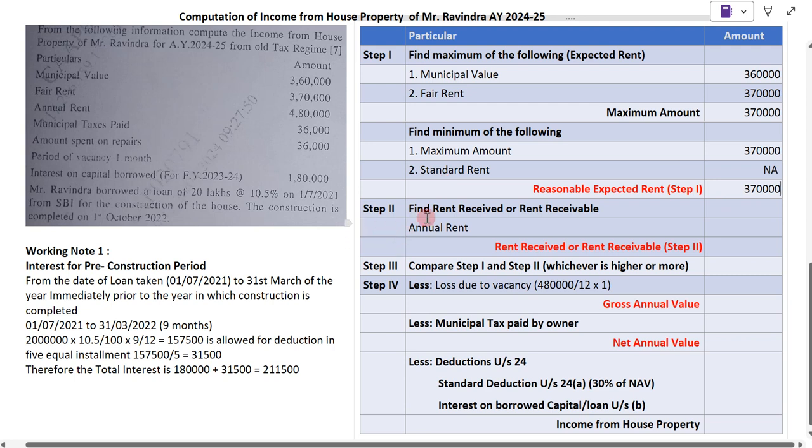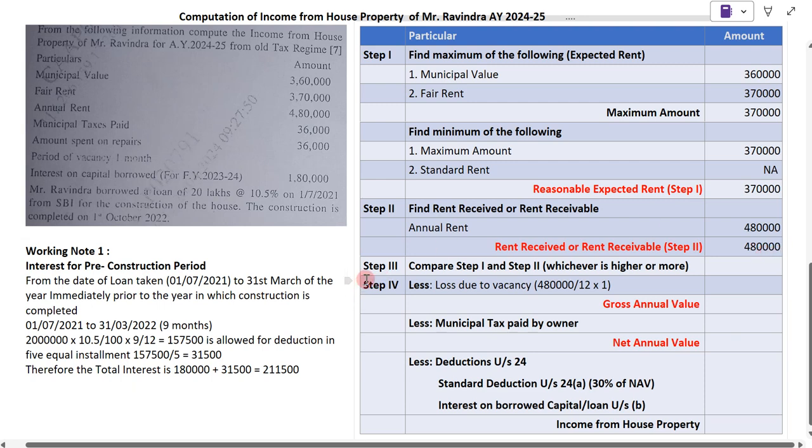Now step number 2 is to find the rent received or receivable. For rent received, what we have to do is annual rent minus unrealized rent. Here in the question unrealized rent is not given, only annual rent is given. So annual rent is 4,80,000. What will be our rent received? 4,80,000 only, because there is no unrealized rent. Now step number 2 is completed. The value of step number 2 is 4,80,000, that is the rent received.